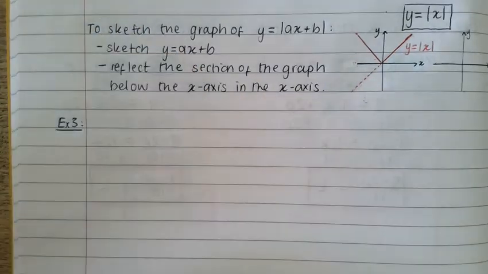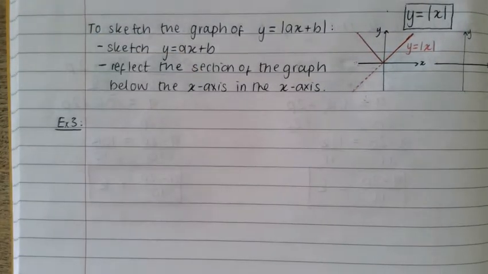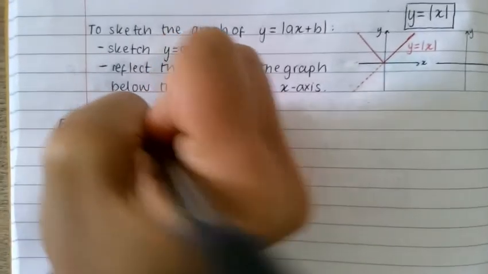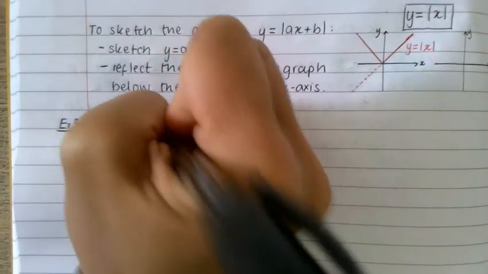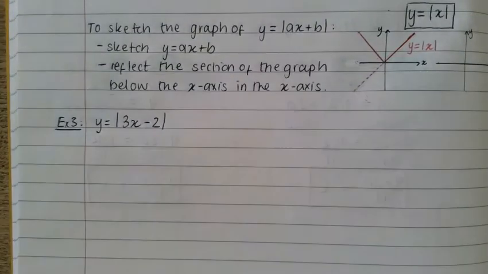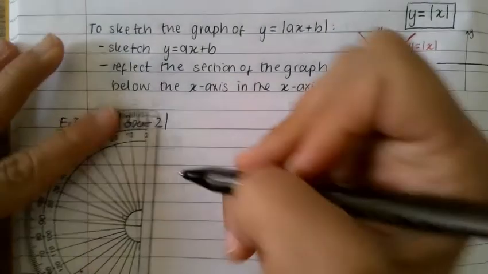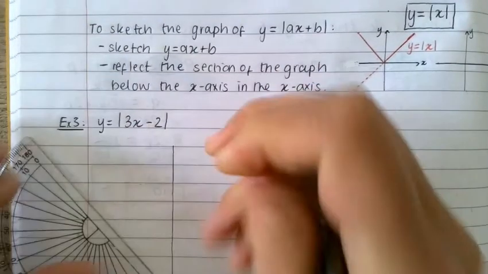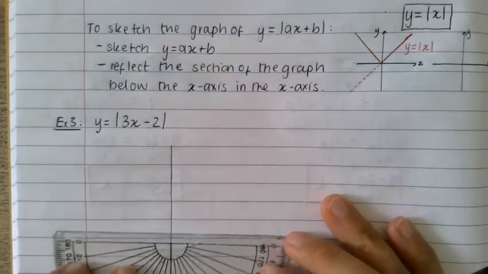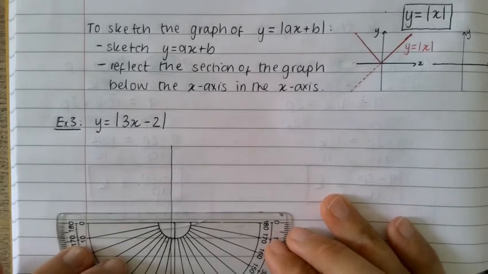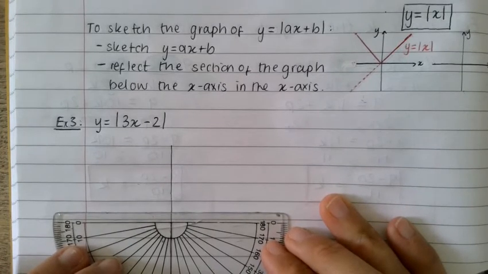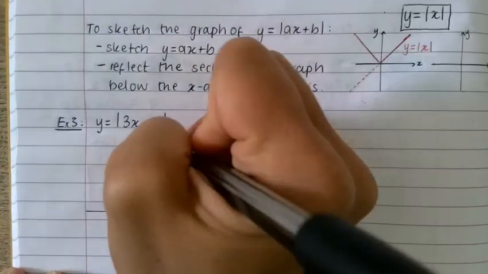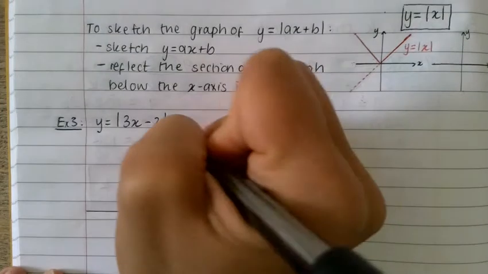Example 3. So example 3 asks us to sketch the graph of y equals the modulus of 3x minus 2. So I'm going to draw myself a set of axes. Remember, this is a sketch. You don't need to do XY tables. None of this needs to be exact. As long as your y-intercept's roughly in the right place and your gradient is positive or negative, then you should be fine. So here's my set of axes.